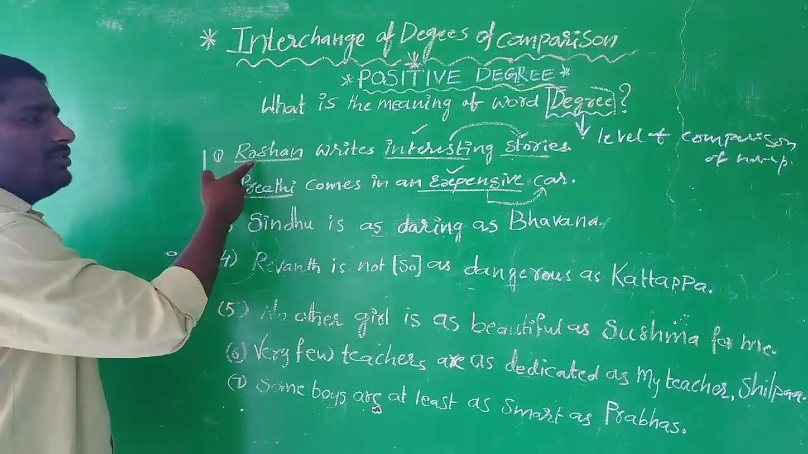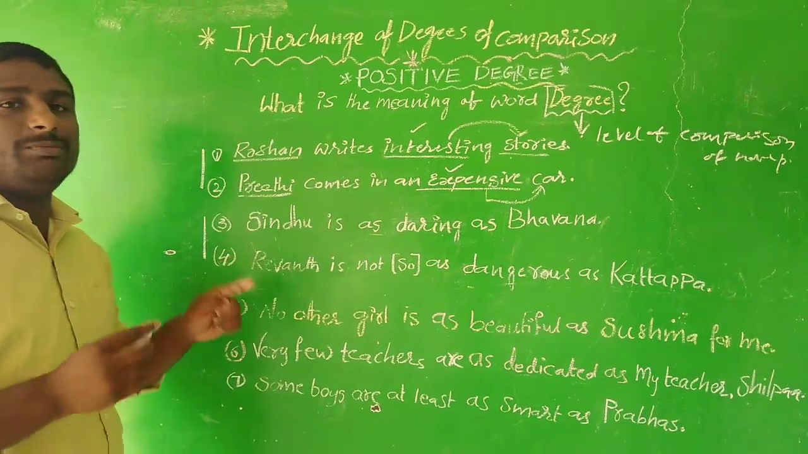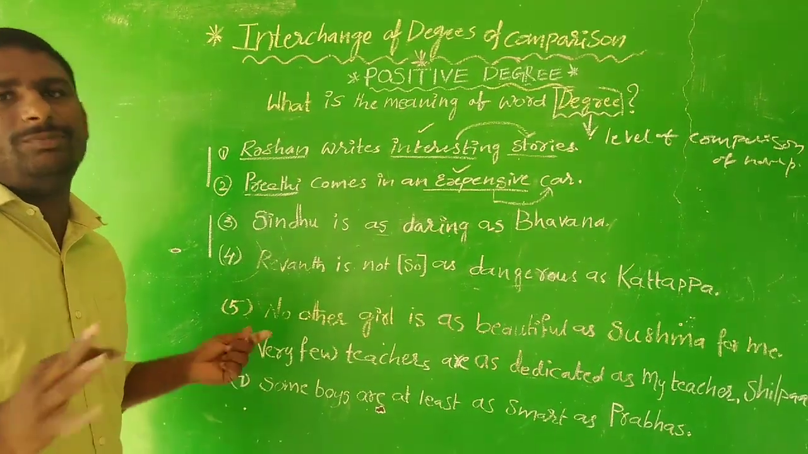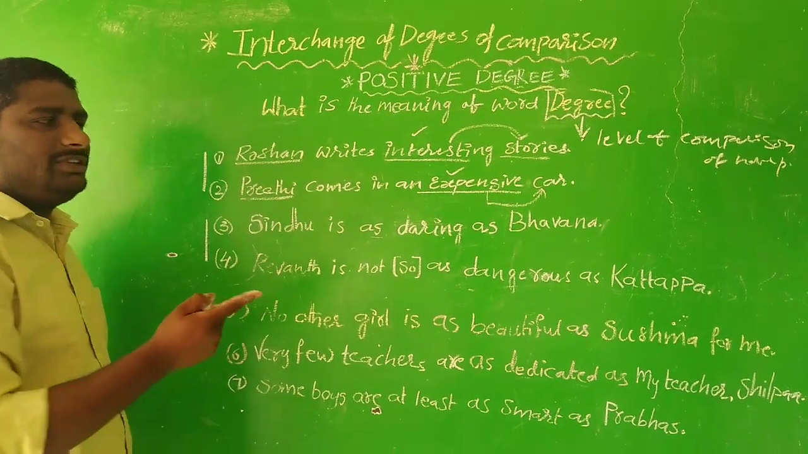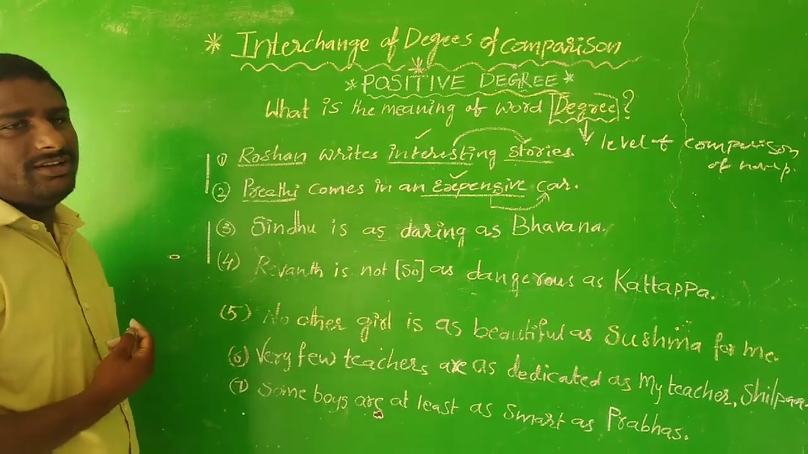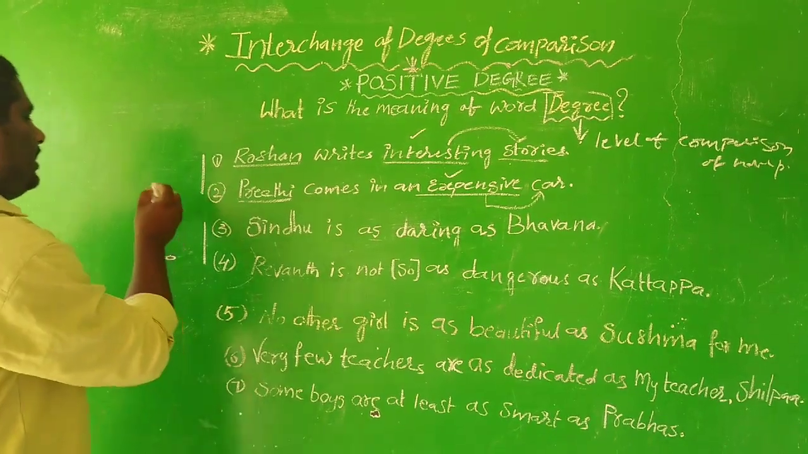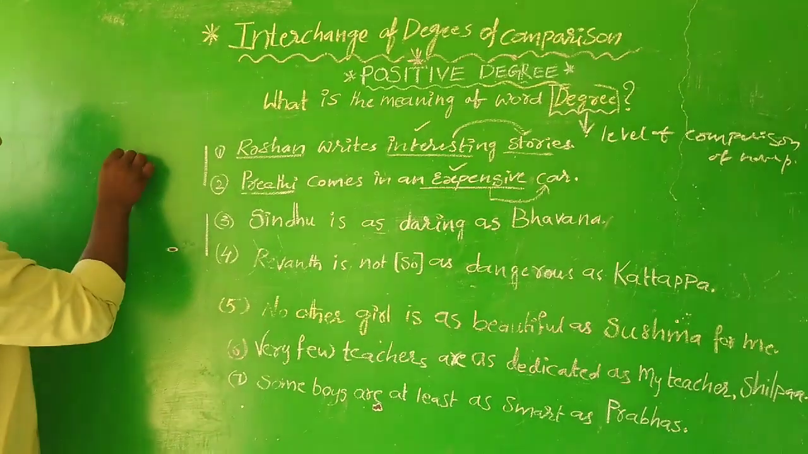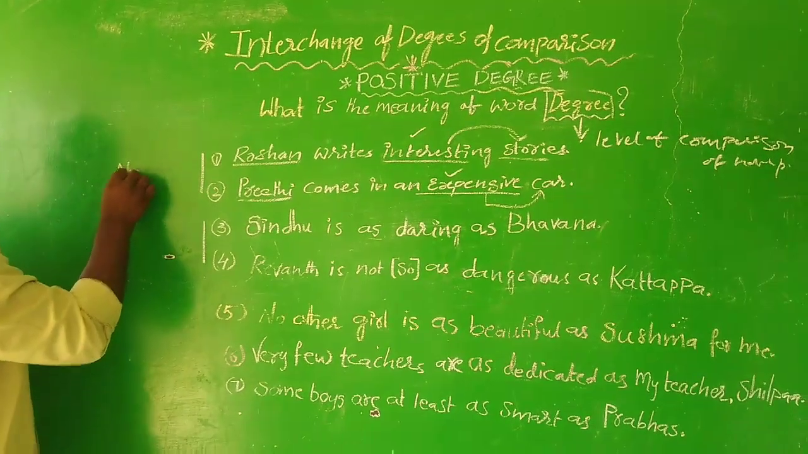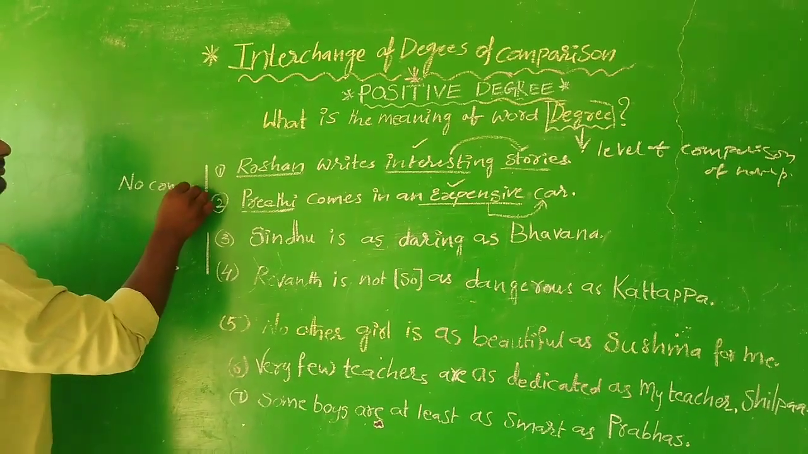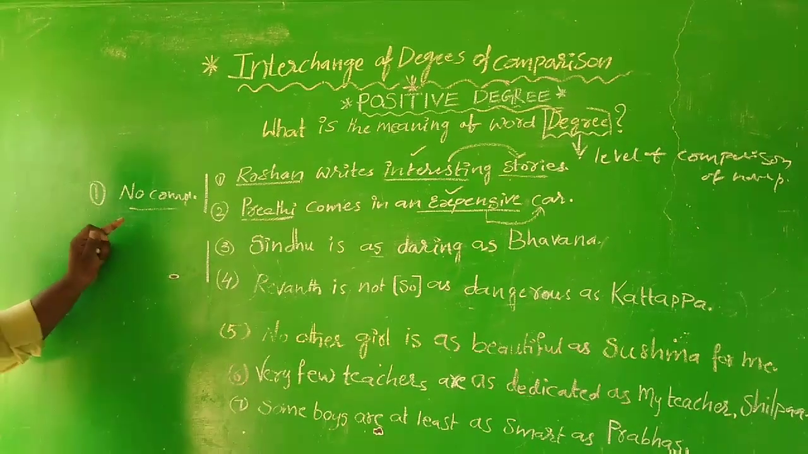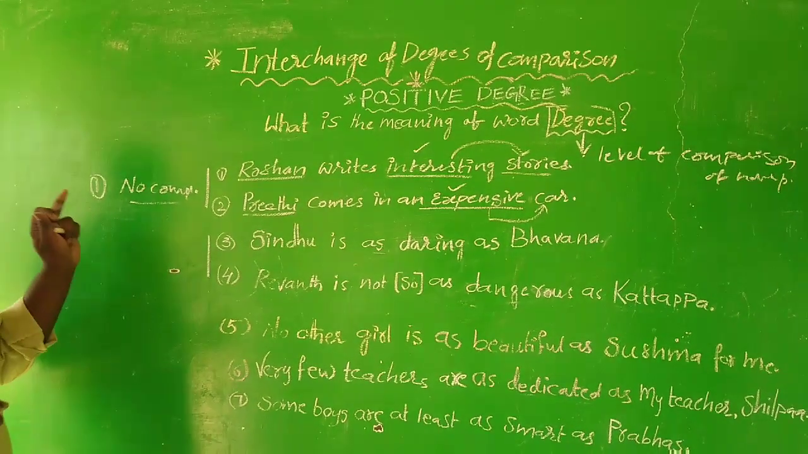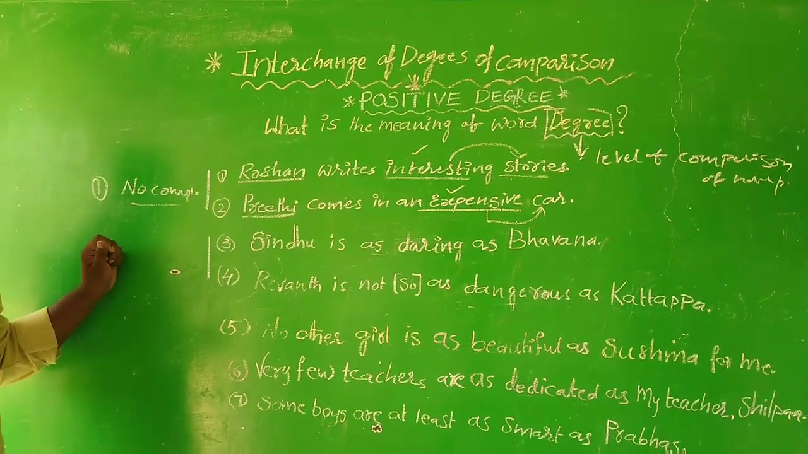Here we have individual persons. In the first sentence Roshan is not compared with any other person, thing or place, and Preeti is also not compared with any other person, place or thing. So this is one kind of quality you can understand: the positive degree does not have comparison.